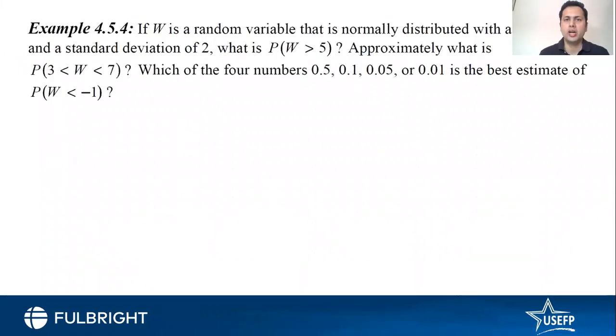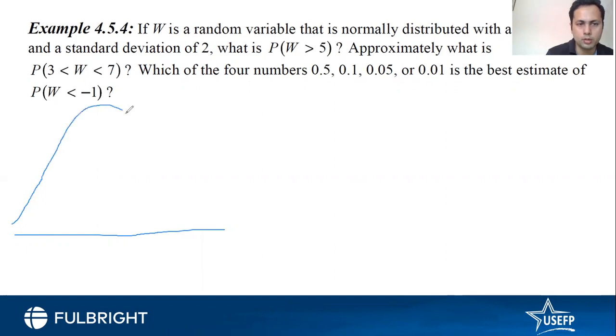So the next question is regarding a probability distribution. W is a random variable that is normally distributed with a mean of 5 and a standard deviation of 2. What is the probability that W is greater than 5? The only distribution that is in the GRE is the normal distribution. And one thing that you will have to remember about a normal distribution is its shape.